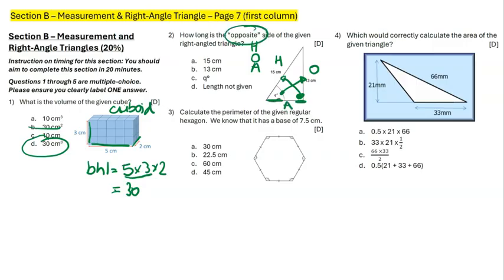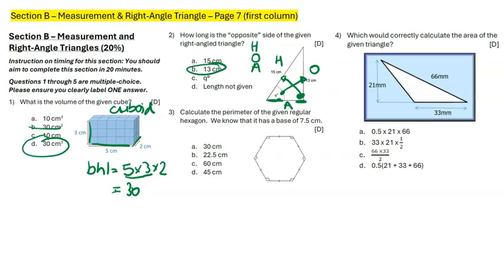So in this case, we're looking for the opposite. So that's going to be that 13 centimeters up there. B is the answer to that one there.